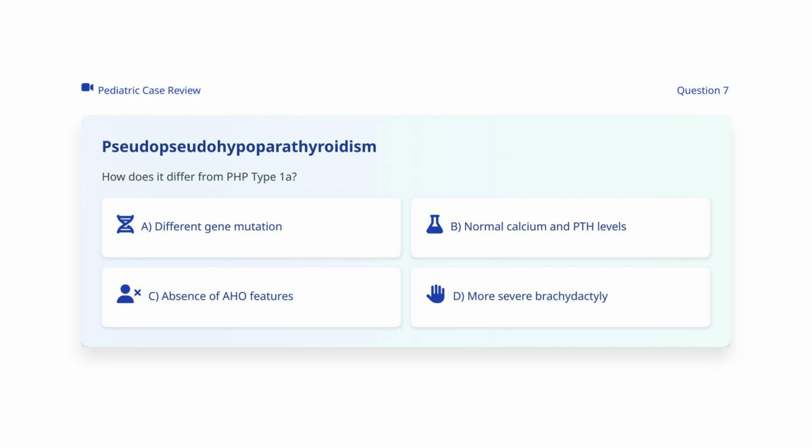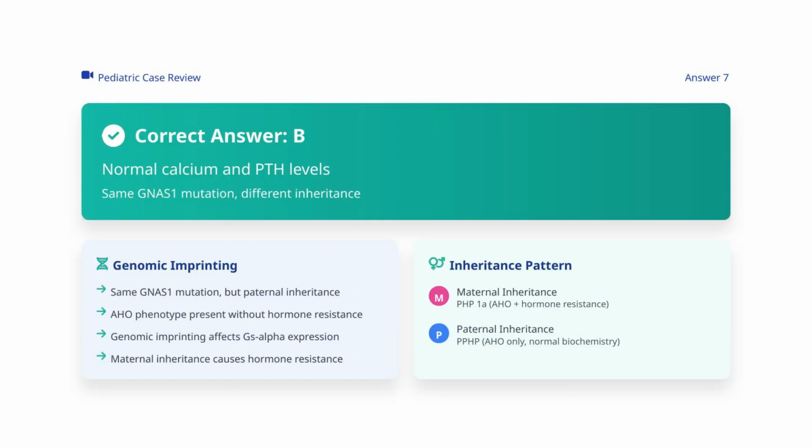How does pseudohypoparathyroidism differ from pseudohypoparathyroidism type 1A? Option A, different gene mutation. Option B, normal calcium and parathyroid hormone levels. Option C, absence of Albright hereditary osteodystrophy features. Option D, more severe brachydactyly. Consider biochemical versus phenotypic differences. The correct answer is B, normal calcium and parathyroid hormone levels.